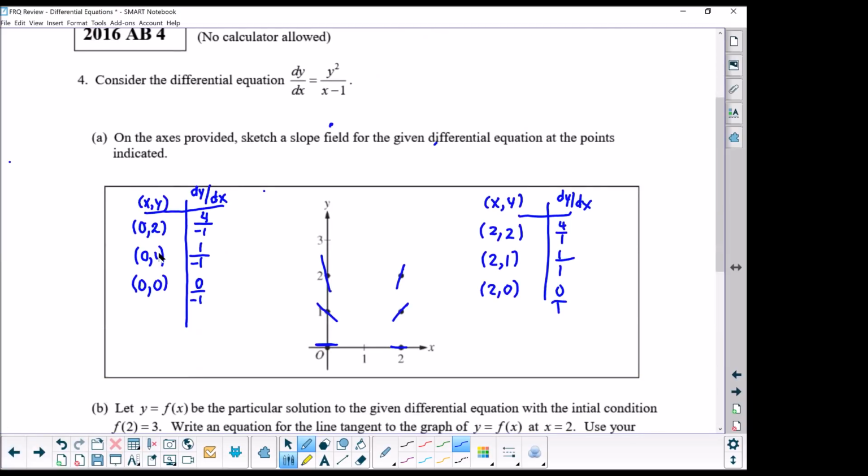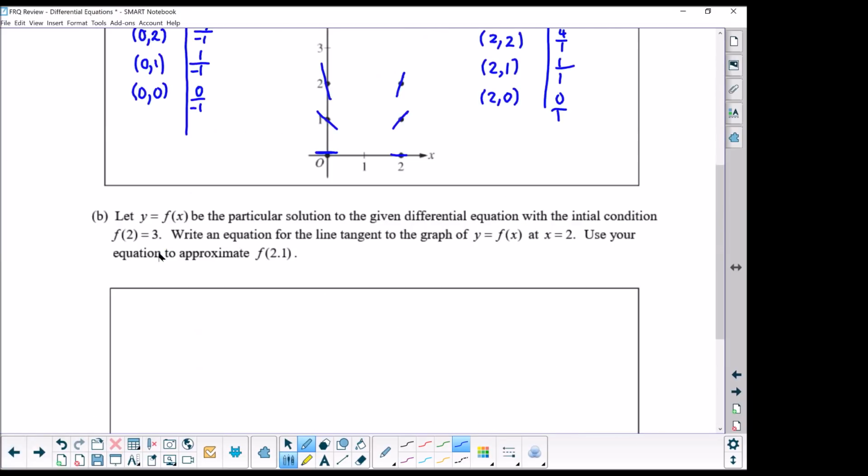Part B asks the students that if we let y equal f of x be a particular solution to the FRQ with the initial condition f of 2 equal 3, we want to write an equation of the line tangent to the graph y equal f of x at x equal 2, and then use this guy to approximate f of 2.1. This is probably the second most common type of question that's asked in a differential equation, behind, of course, solving the differential equation.